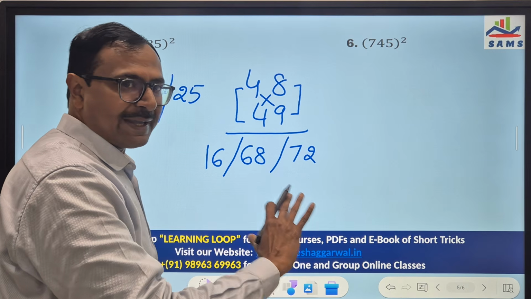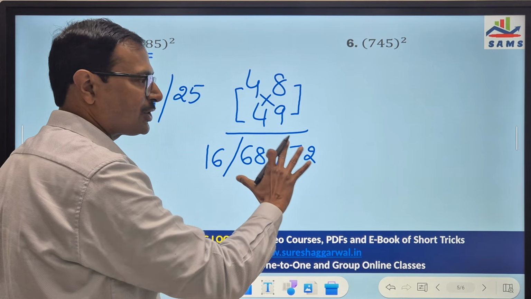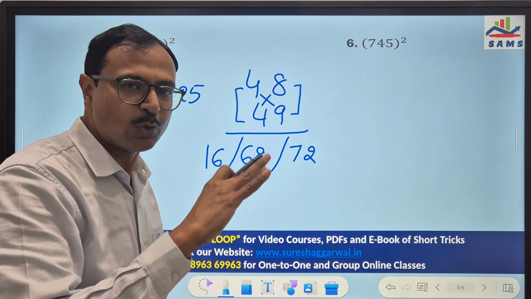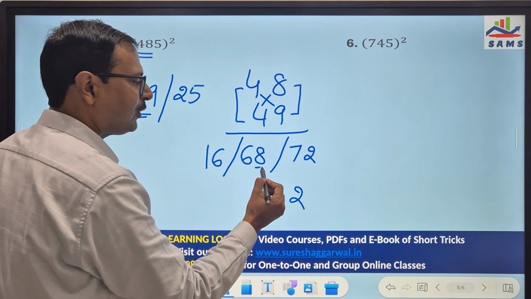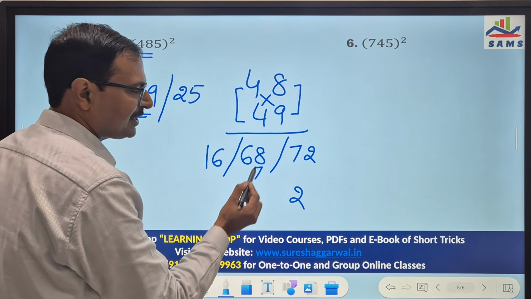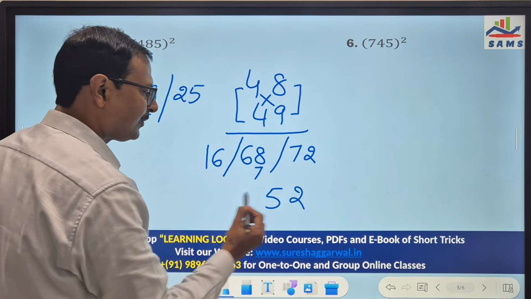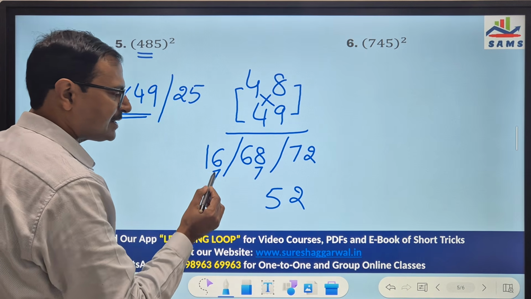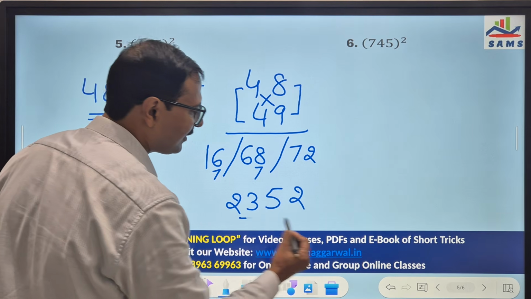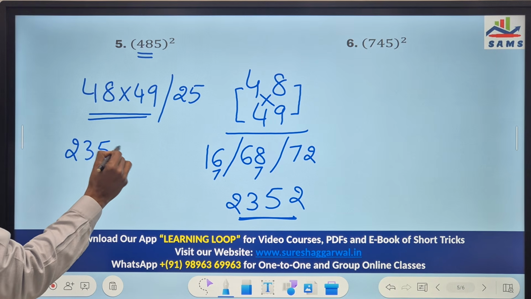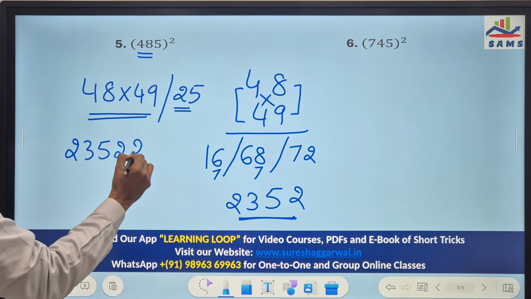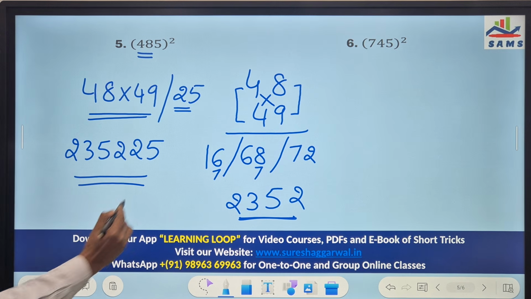So you know the IXI method, this is what I demonstrated earlier also when you have to multiply 2-digit numbers. So from 72 retain the 2, carry forward the 7, so 68 plus 7 is 75, so 5, carry forward the 7, 16 plus 7 is 23. So you get 2352 and just put 2352 here. Finally put the 25 with it, you get the answer for the square of 485, which is 235225.